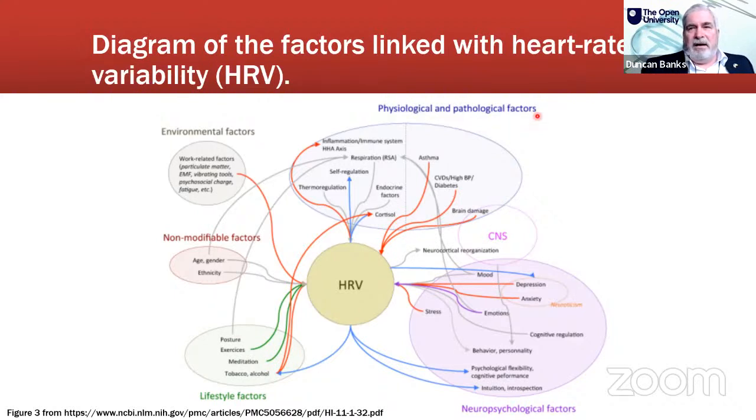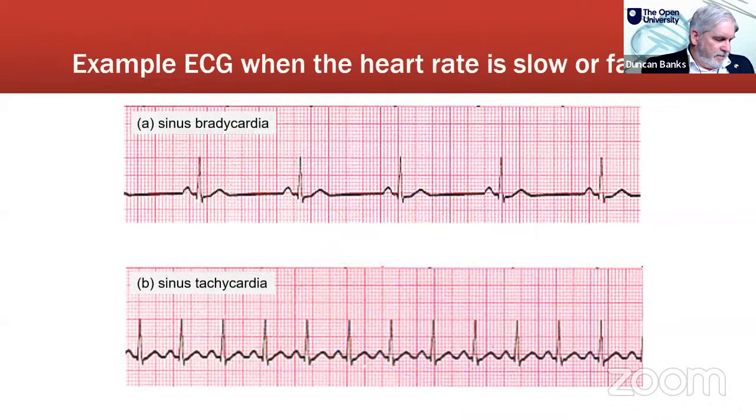So changes in heart rate can be normal, and also they can be abnormal, depending on whether you've got an infection. And these would include asthma, cardiovascular disease, and the endocrine factors, including hormones such as cortisol. But also you've got central nervous system effects on heart rate, and also neuropsychological factors such as mood, depression, anxiety, emotion, behavior, and personality changes. So let's just go on to the next slide. So you can see a variety of factors that change heart rate.